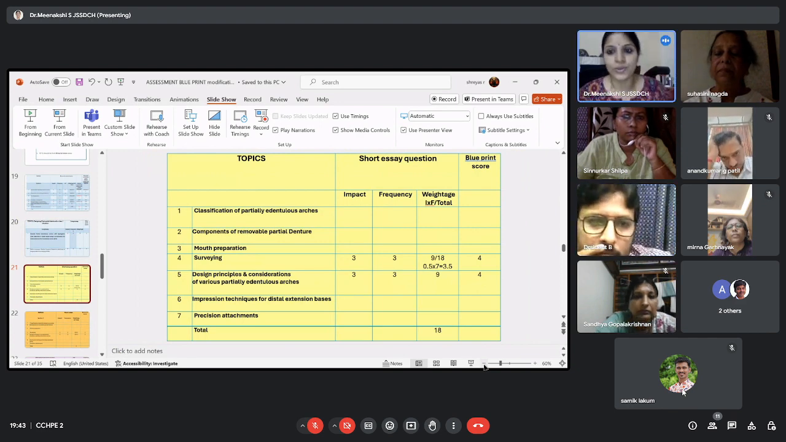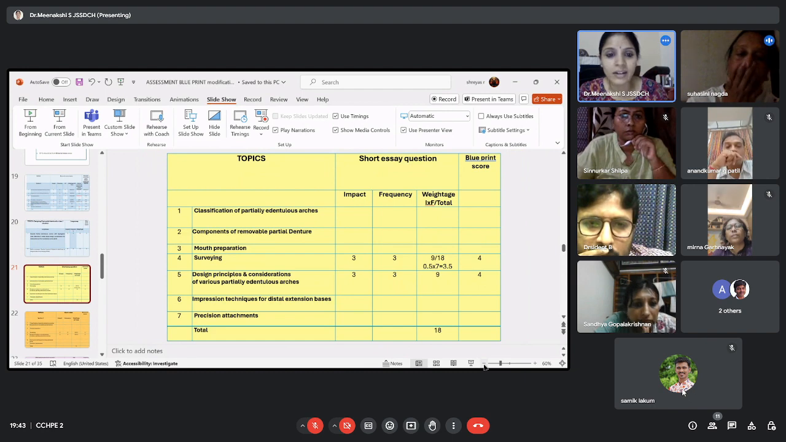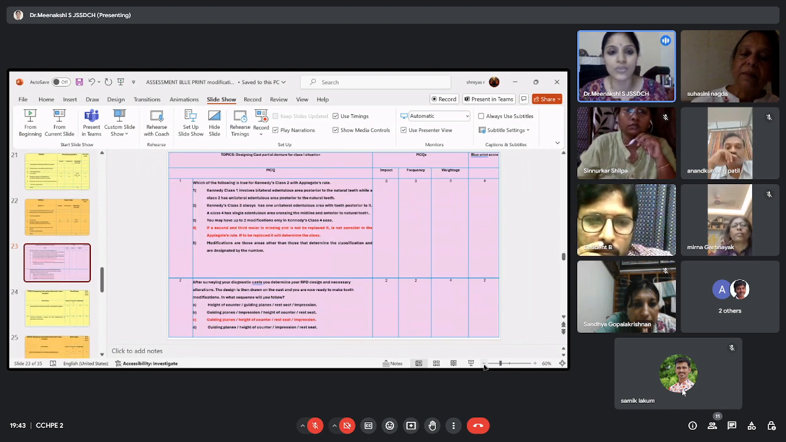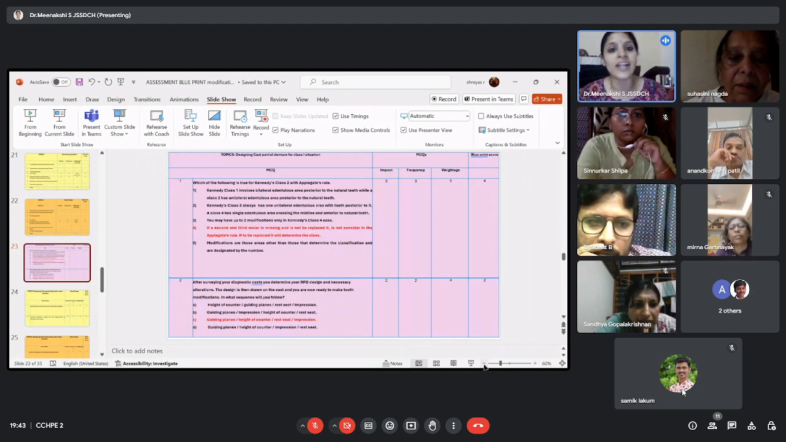Okay. So for short essay questions, for surveying and designing, this was the blueprint. I will just skip these with the blueprint score which we have got. So these are the MCQs which we have designed for removable partial denture. Which of the following is true for Kennedy's class 2 with Applegate's rules?